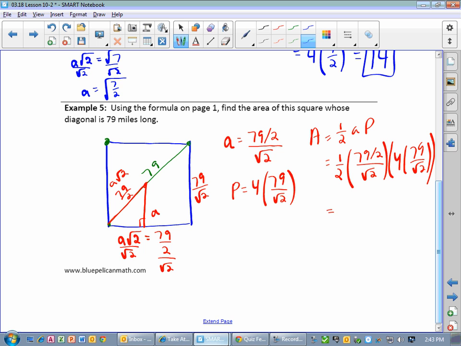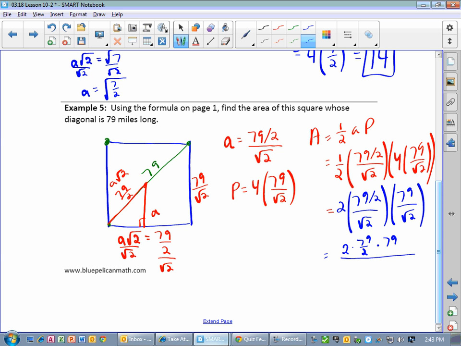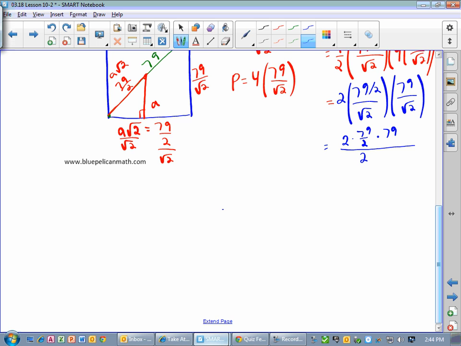But here we can go ahead and do 1 half of 4. What's half of 4? Two. I got 2. So 79 over 2 over square root of 2 times 79 over square root of 2. Now here we've got 2 times 79 over 2 times 79, that's the numerator. So I'm just going to go ahead and write that all at once: 2 times 79 over 2 times 79. That's really what this would be if I dropped parentheses. Over square root of 2 times square root of 2. Well, that gives us just 2, because square root of 2 times square root of 2 is square root of 4, and square root of 4 is 2.